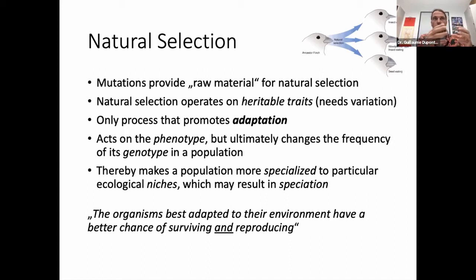heritable. And if they are, and if they are selected for, if they provide an adaptation, then the genotype in a population can change over time. Because those phenotypes who carry these genotypes are favored, whereas those which do not or show a disadvantage have a lower chance of surviving or reproducing. So natural selection is a key mechanism that leads to adaptation. And it can ultimately also lead to speciation. We will see some examples later.